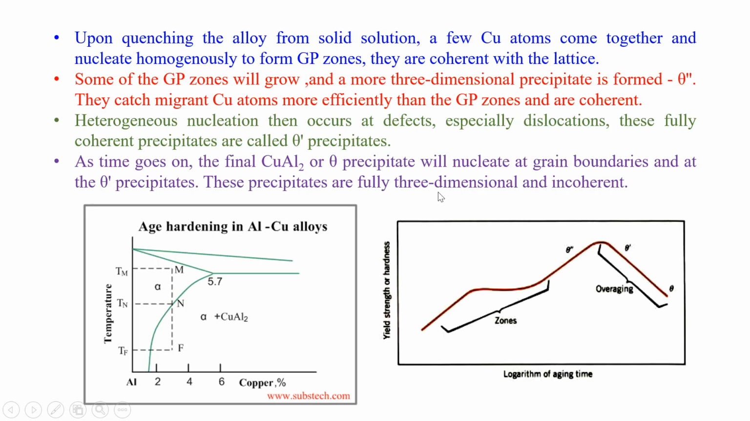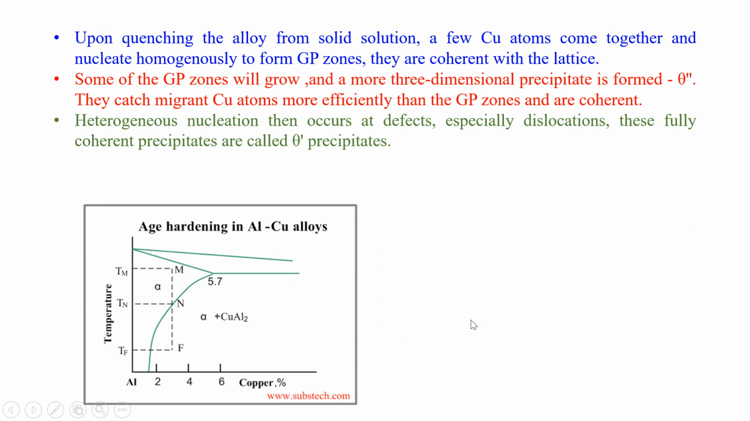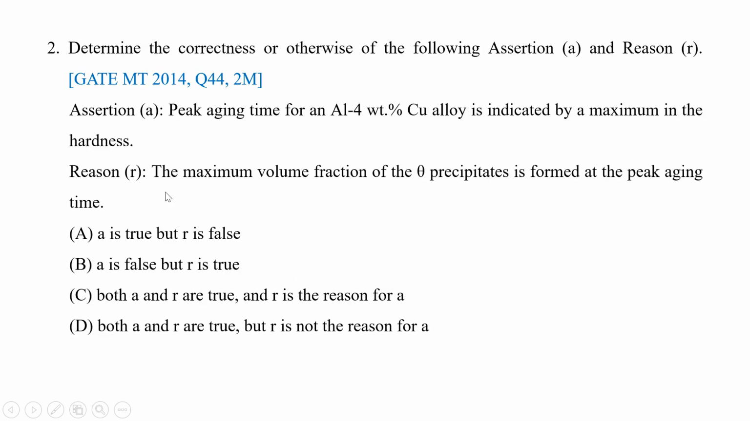We had already discussed what happens during precipitation hardening in aluminum copper alloys. Initially it will be quenched, then slowly heated. Initially GP zones will be formed, then theta double prime, theta prime, and theta will be formed. The first question that we discussed was whether these precipitates are coherent or incoherent. But now the question is, we have one assertion and one reasoning. We have to find which of them is true and which of them is false. First is the peak aging time for an aluminum copper alloy is indicated by a maximum in hardness.